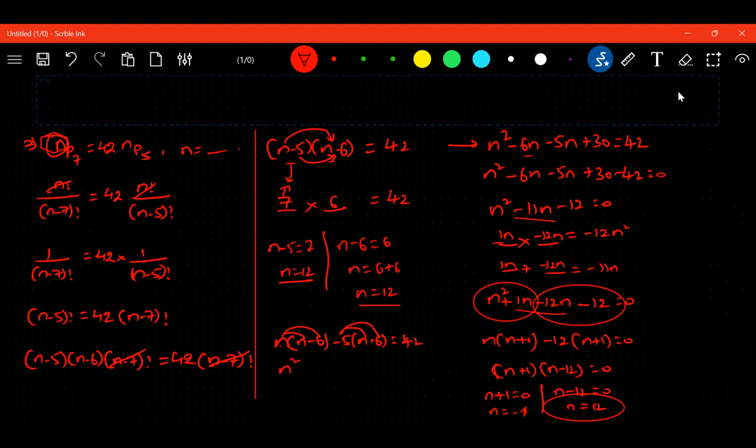n into n is what? n square. n into minus 6 is what? Minus 6n. Minus 5 into n is minus 5n. Minus 30 is equal to 42. Have you understood?